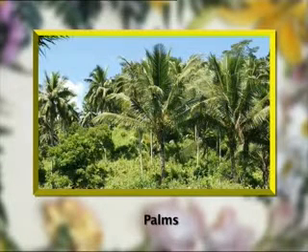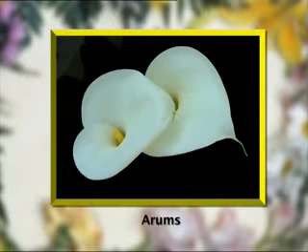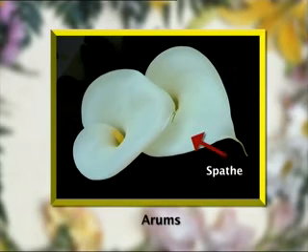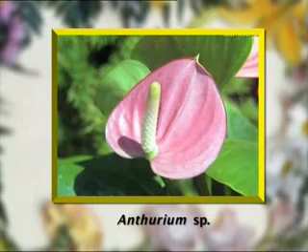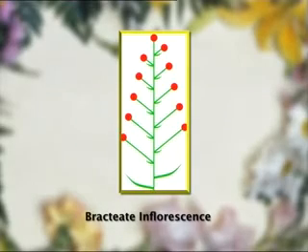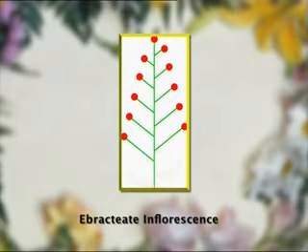In certain plants, especially the monocotyledons like palms and arums, a large bract forms a sheath to enclose the flower cluster. This bract is called the spathe. The spathe is usually petal-like and showy, as we can see in anthurium. Based on the presence or absence of bracts, inflorescences are termed bracteate or ebracteate respectively.